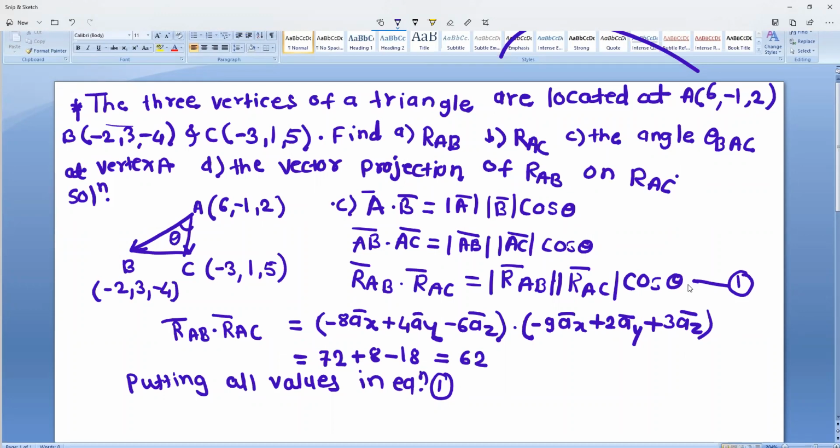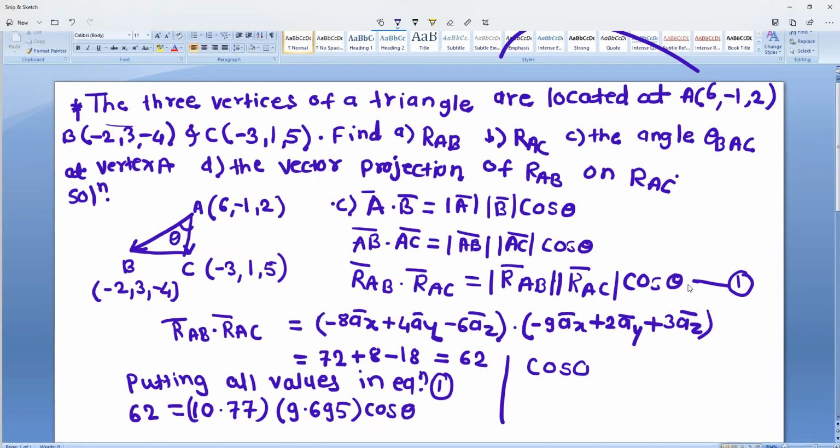So we get R bar AB dot R bar AC, which is 62, is equal to the magnitude of R bar AB, which is 10.77, into R bar AC, which was 9.695, into cos theta. Now find cos theta, and then theta.